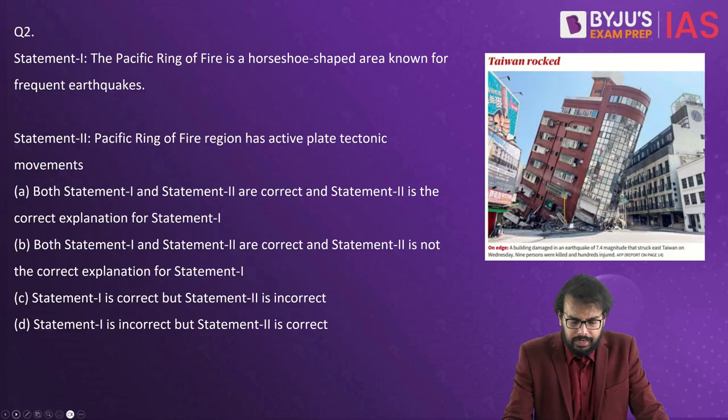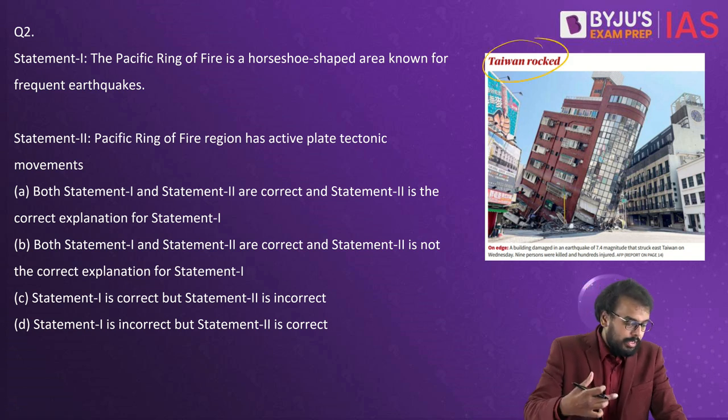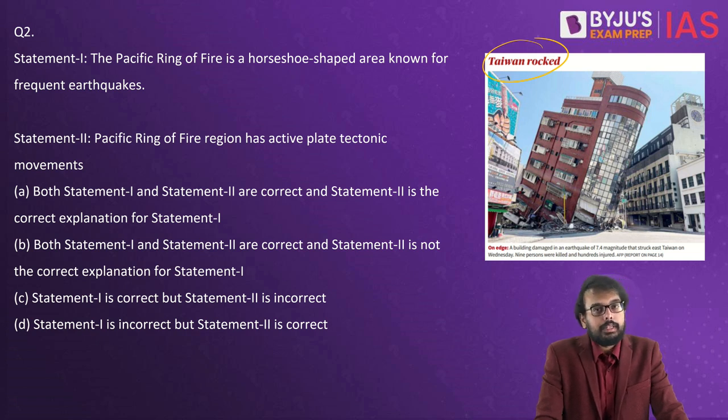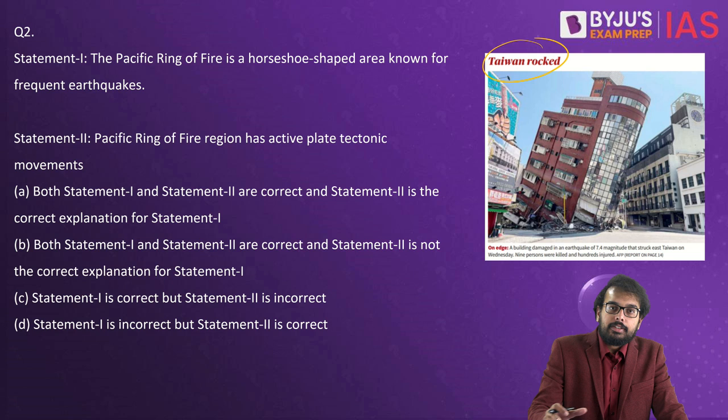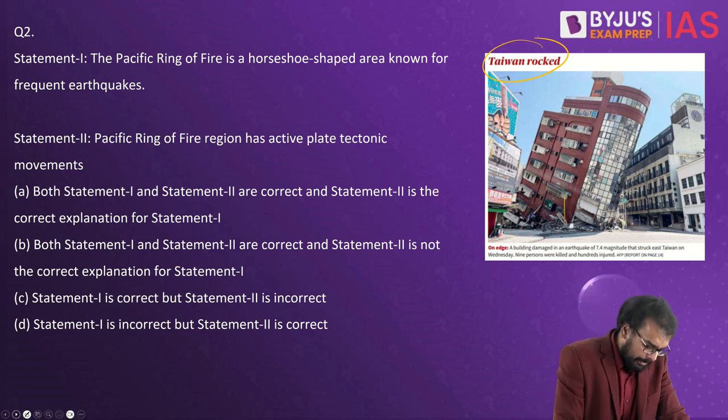The next question is regarding the earthquake that occurred in Taiwan. Based on that, we'll be taking up the question. Statement 1: Pacific Ring of Fire is a horseshoe-shaped area known for its frequent earthquakes. What do you think? Is it true? This statement is absolutely right.